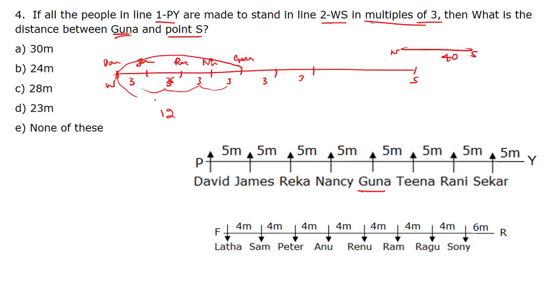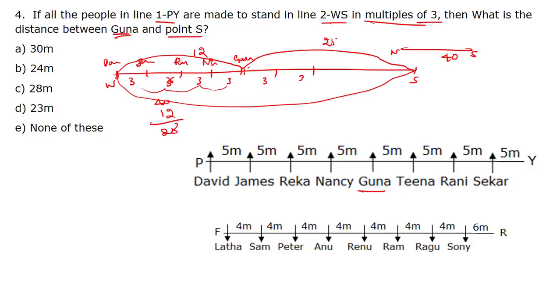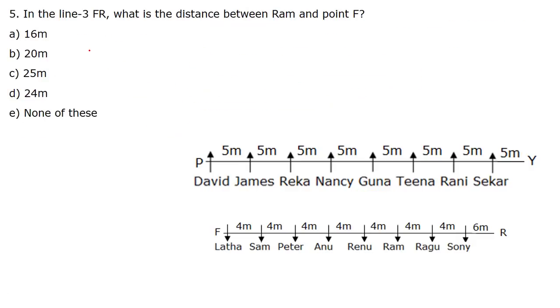The total distance from W to S would be 40 meters. We need to find out the distance between Guna and S. From W to Guna it is 12 meters, and from W to S it is 40 meters. Therefore 40 minus 12 would be 28 meters. So the distance from here to here would be 28 meters. That is nothing but option C has to be our answer. I hope you got it. Let's check out the next one here.